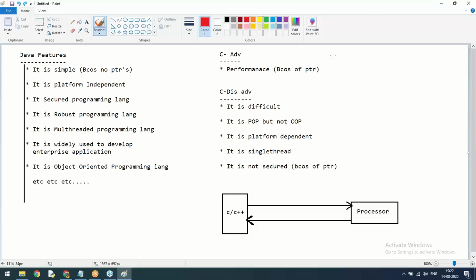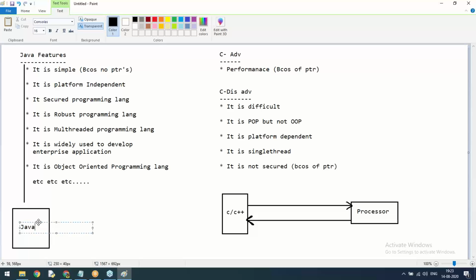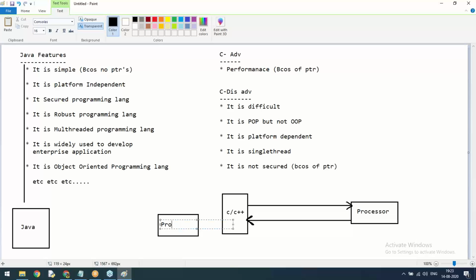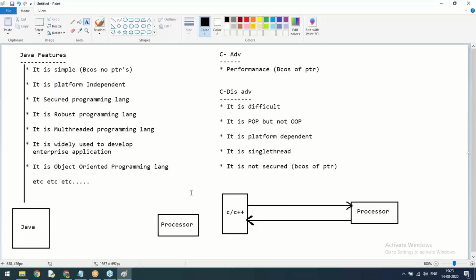But in Java, this will not happen. In Java, it is different. So this is my Java program, and here is the processor. Even for the Java program, at the end, the processor only will execute. But there is a difference: a Java program cannot talk to the processor directly. Remember this.